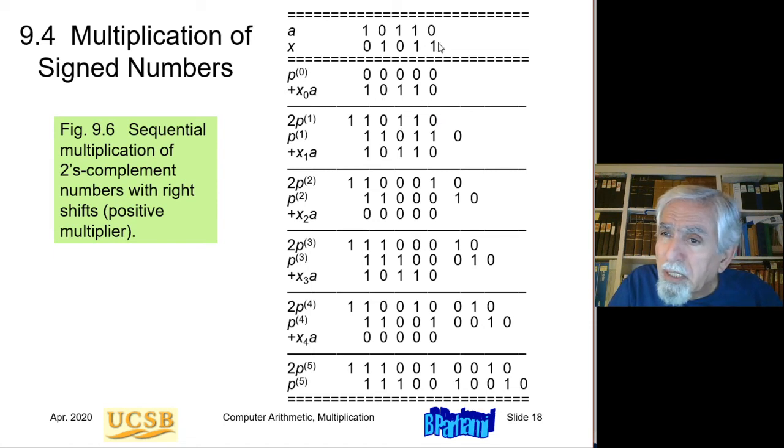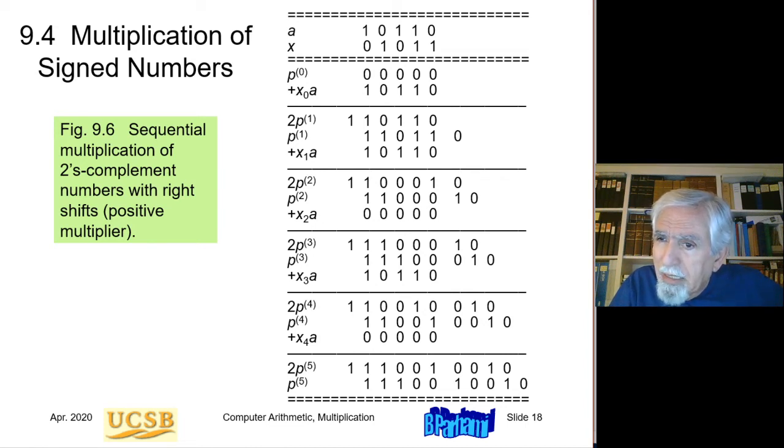Okay, so here it is. 1 times this number is this number. Do the addition. The only change here is that this is now a negative value. And instead of extending it with 0 before shifting to the right, I have to sign extend. So this is a negative value. I copy the sign here so that after right shift, it remains a negative value. Okay, so if I honor this requirement, I get the correct result.